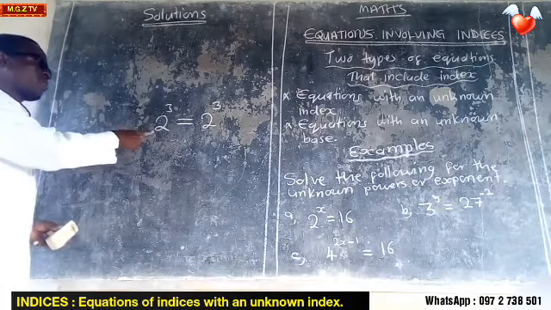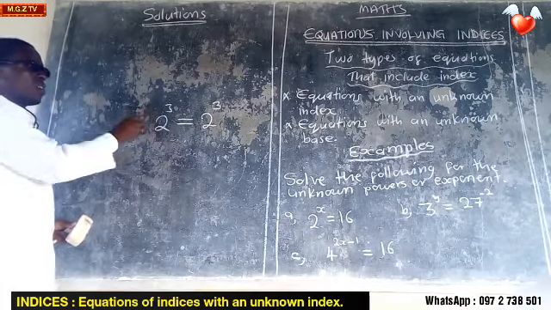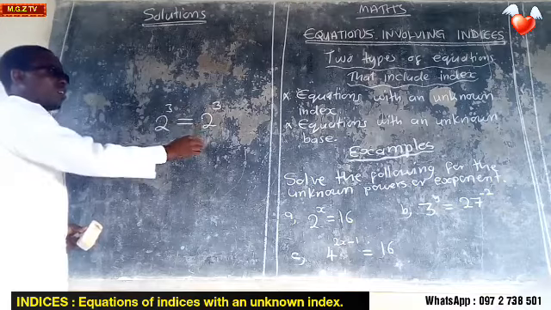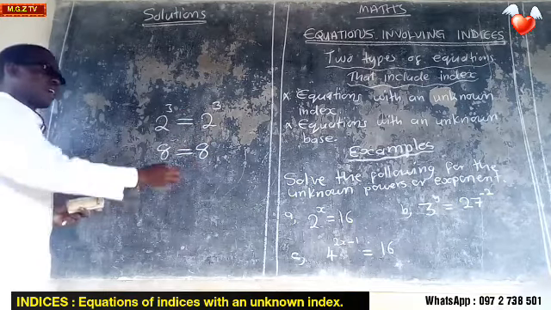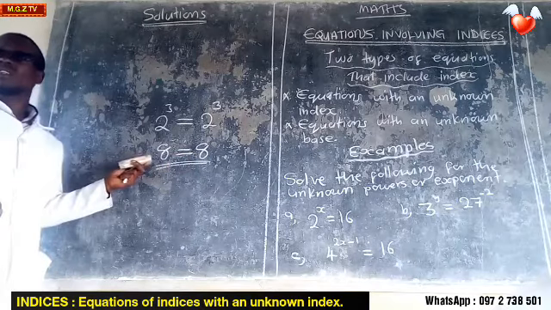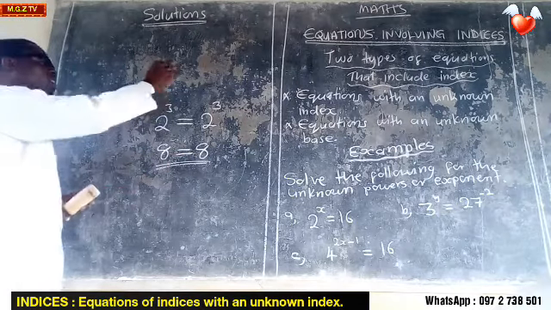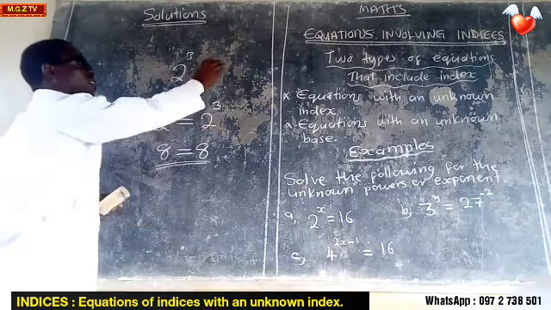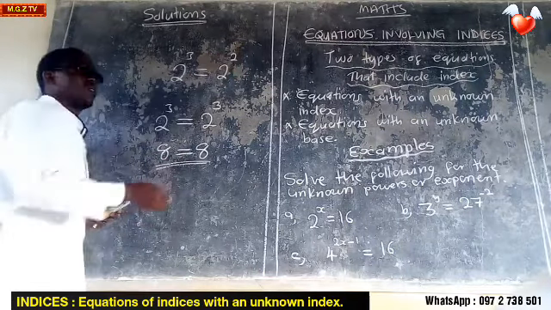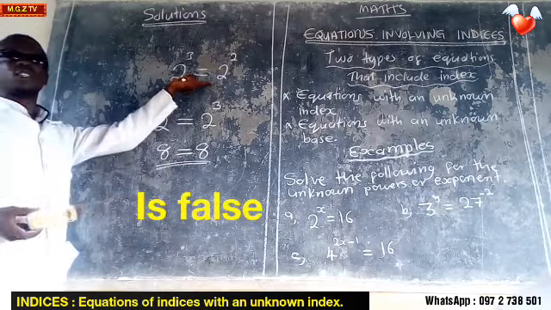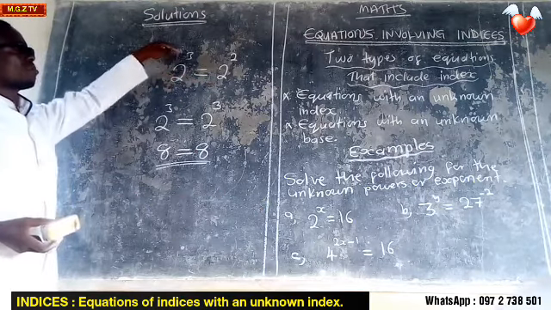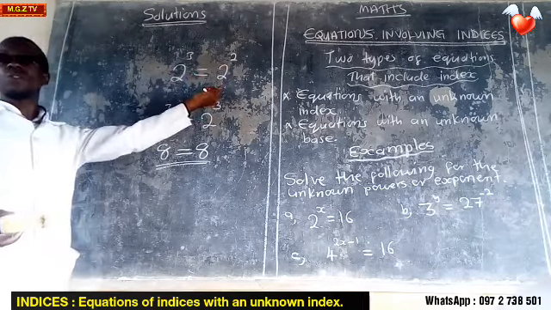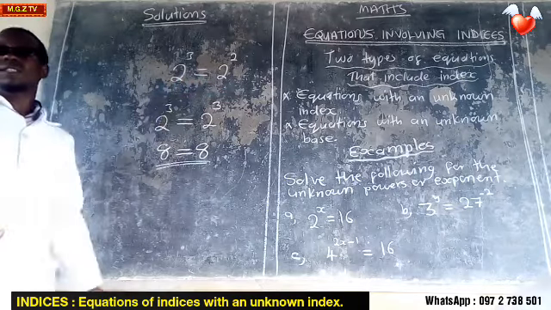If I evaluate this one, 2 to the power 3, I'll get 8. Even this side, 2 to the power 3, I'll still get 8. So I'll say this one is equal. But if I have 2 to the power 3 with an equal sign, and here I have 2 to the power 2, this statement is wrong because 2 to the power 3 is 8, but 2 to the power 2 is 4. So the two sides are not balanced.